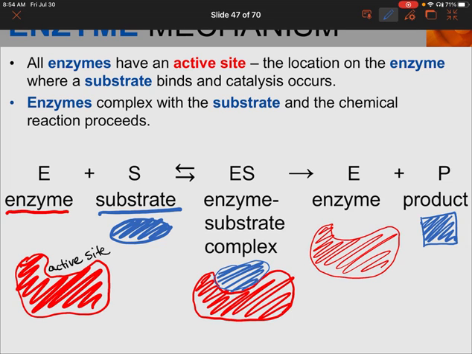And that's really it with enzymes. Now, of course, you could zoom in and look more at the specific reaction that's occurring between the enzyme and the substrate, but we're not going to go into the nitty-gritty there. We just want to look at the overview of what enzymes do.